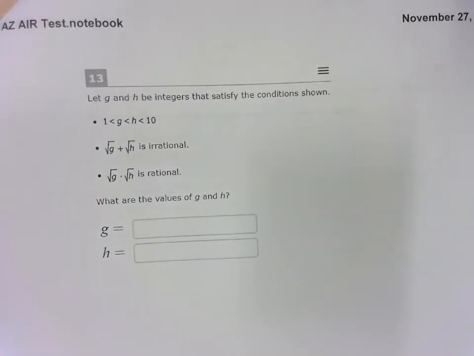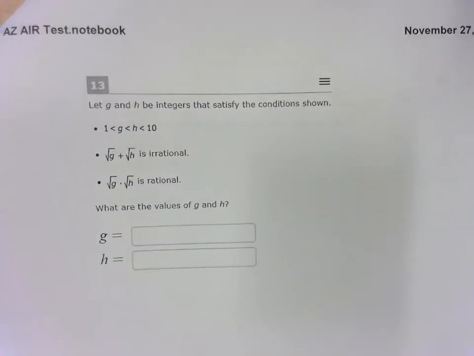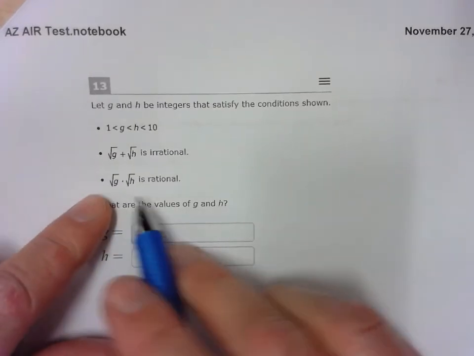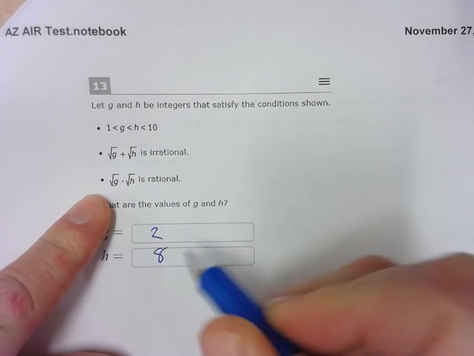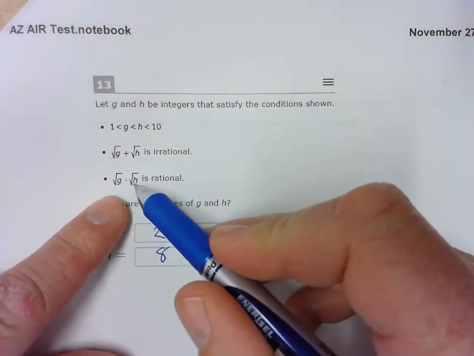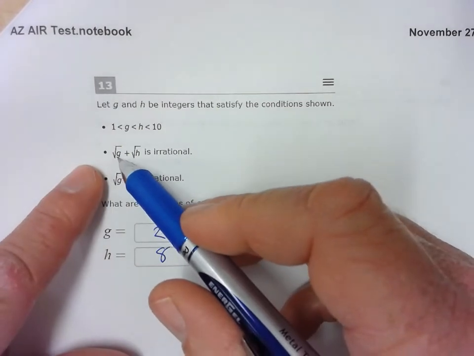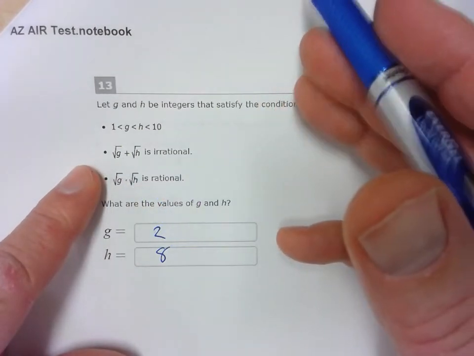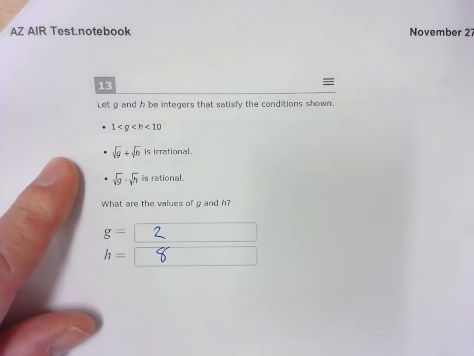All right, number 13. Hopefully an easier problem next. It says, let g and h be integers that satisfy the given conditions. So if you multiply the two things together, it's rational, but if you add the two things together, it's irrational. Well, I picked 2 and 8 for this because if I do 2 and 8, that would be the square root of 16, which is 4, but if you do the square root of 2 and the square root of 8, it's different. And you could put these numbers into the calculator and check it out.